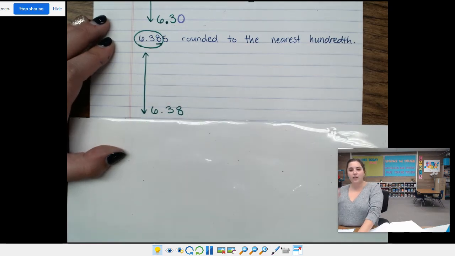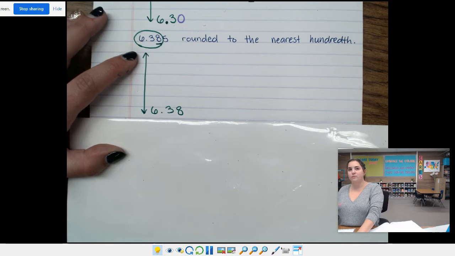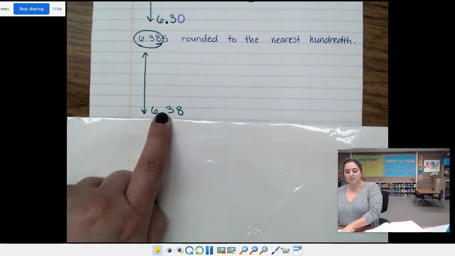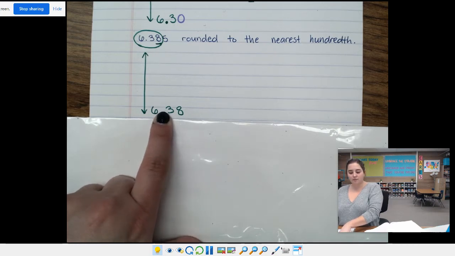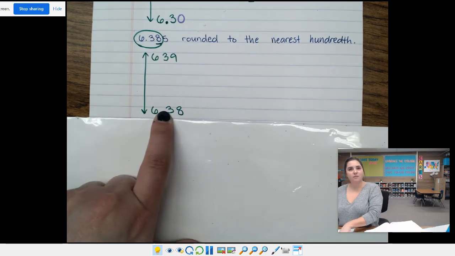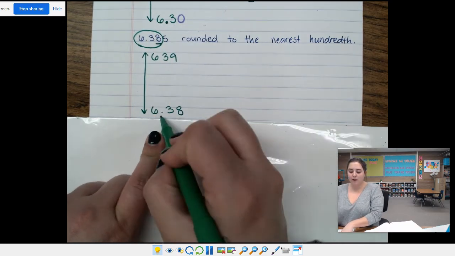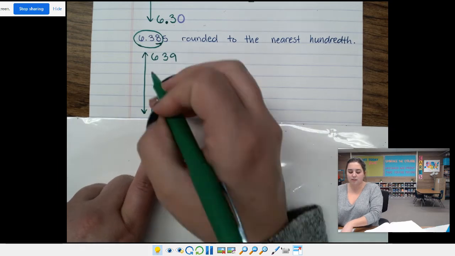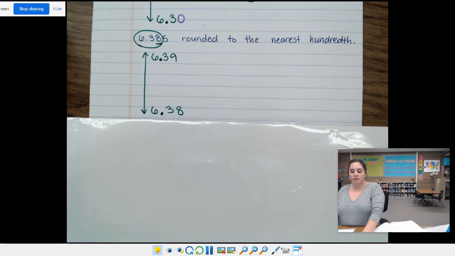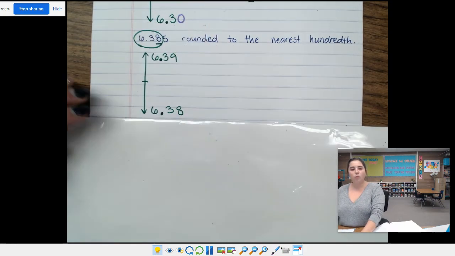Do you remember how to find what we'd round up to? If you do, write it in. All right, if you're stuck, here's my hint. Ignore that decimal. This is 638. What's one more than 638? 639. I have a decimal after the 6, so include a decimal after the 6. All right, take a second, figure out what would your midpoint be.